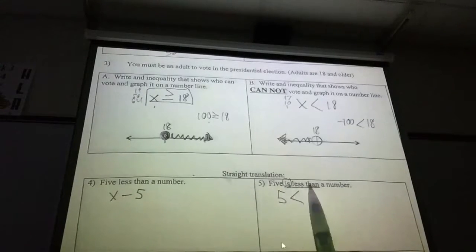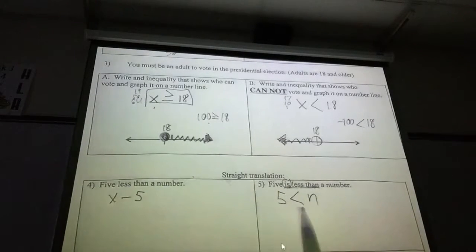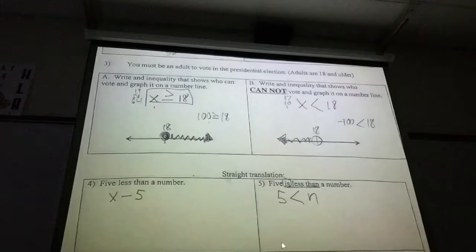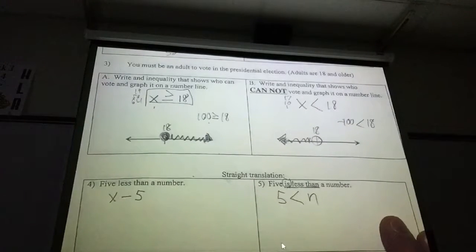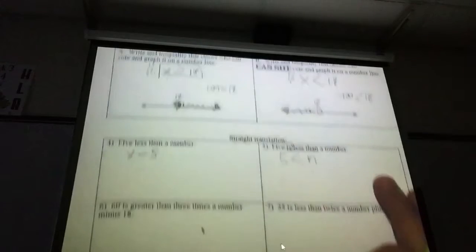5 is less than a number is these symbols right here. 5 is less than a number. So with that information, we're going to go ahead and do number 6 together.